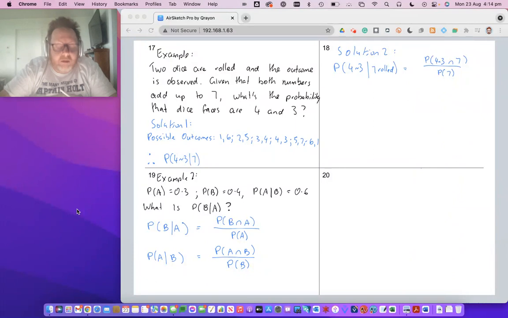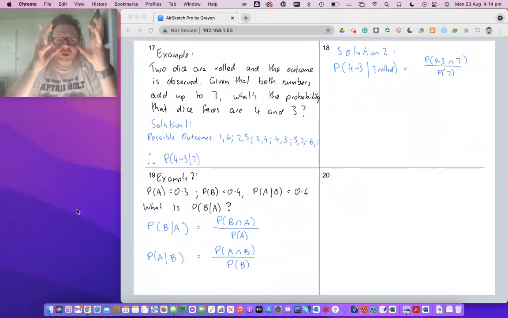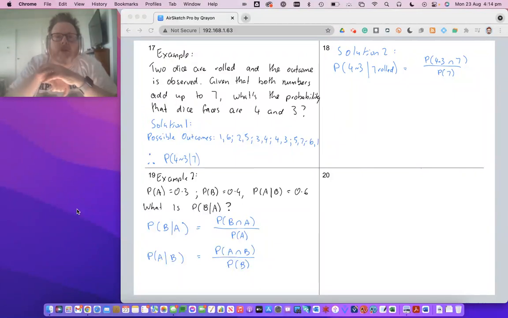Let's have a look at this first example. Two dice are rolled and the outcome is observed. Given that both numbers add up to 7, there you go, there's the key word, given. What's the probability that dice faces are 4 and 3? So remember I talked about, in conditional probability, the concept of restricting the sample space. So when you roll two dice, the sample space is classically 36, right? 6 times 6, 36 different possibilities. But I'm given that both numbers add up to 7. My sample space is just here.